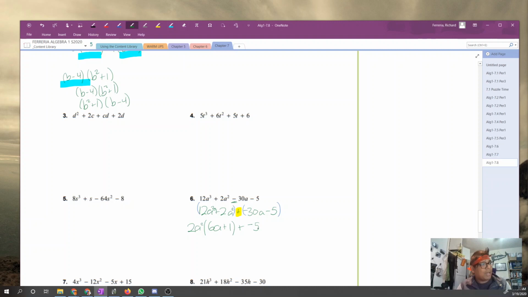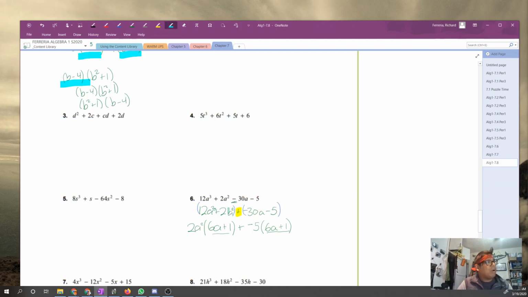So plus negative 5 parenthesis, let's see, negative 30 divided by negative 5 is 6, and I still have that a. Negative 5 divided by negative 5 is a positive 1. If you're cheating a little bit, you notice that these two binomials are always going to be the same. So a little bit of premonition, I guess, is the correct word here.